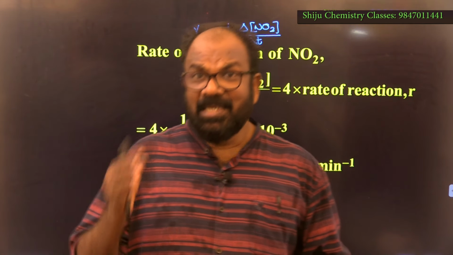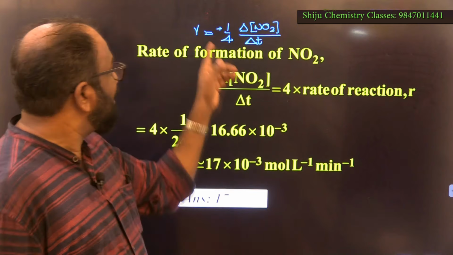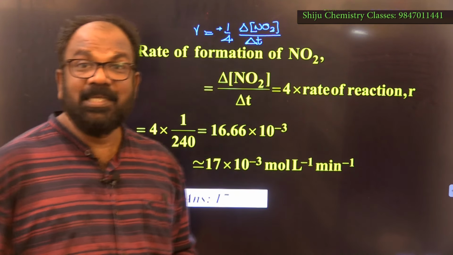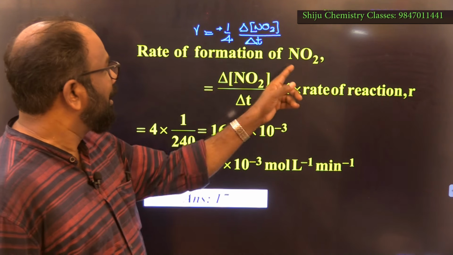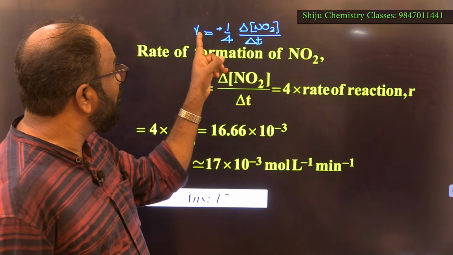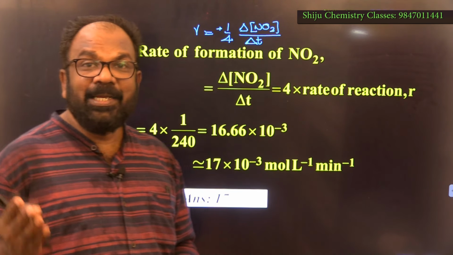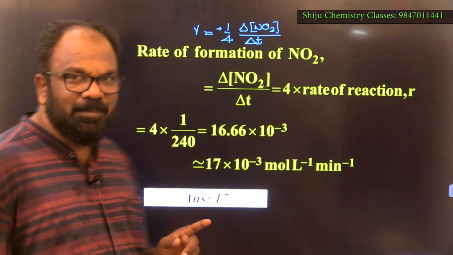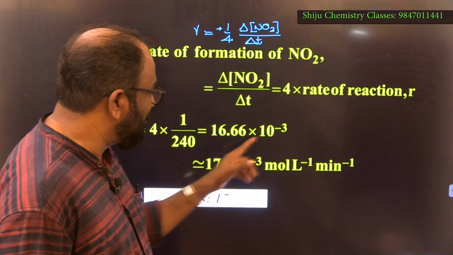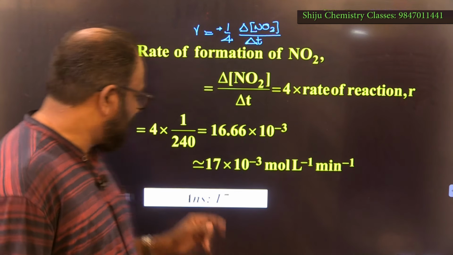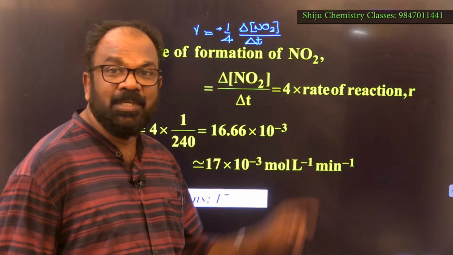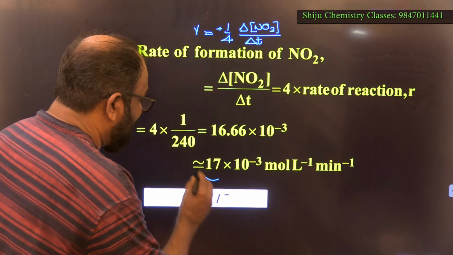Now, the rate of reaction in terms of NO2 is R is equal to 1 by 4 into delta of NO2 divided by delta T. Therefore, the rate of formation of NO2, that is delta of NO2 divided by delta T, is equal to 4 into the rate of reaction. Here the rate of reaction is 1 by 240 moles per liter per minute. Therefore, it is equal to 16.66 into 10 raised to minus 3, which is approximately equal to 17 into 10 raised to minus 3 moles per liter per minute. So, here the answer is 17.